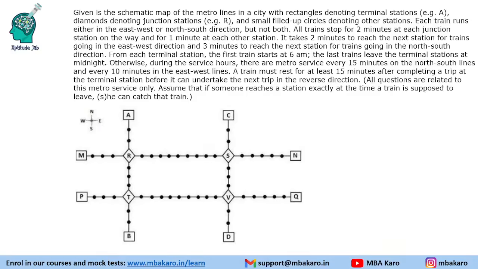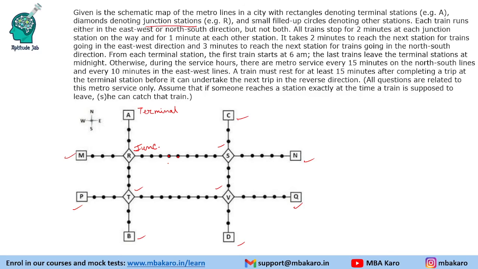This set from CAT 2022 slot 1 DILR says that given is a schematic map of the metro lines in a city with rectangles denoting terminal stations. For example, A, B, C, D, P, Q, M and N are terminal stations. Diamonds denote junction stations, so R, S, T and V are junction stations. And small filled circles denote other stations. So these dots include other stations.